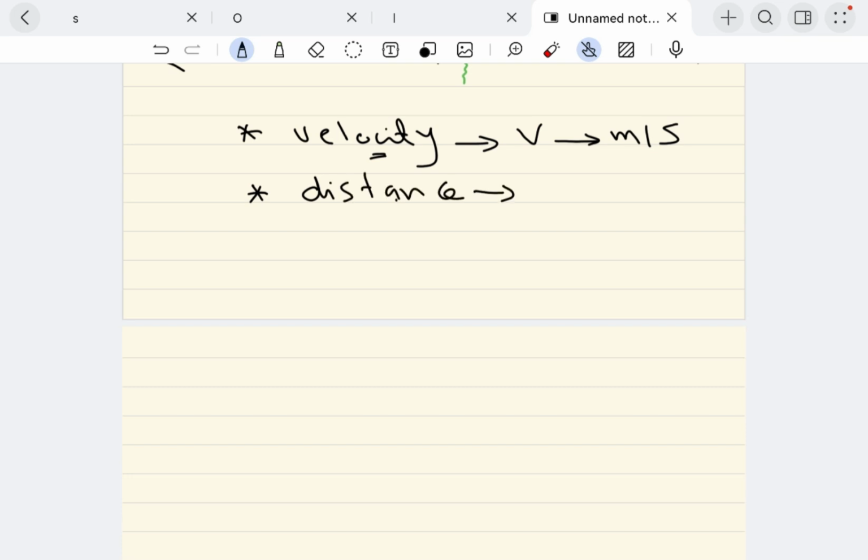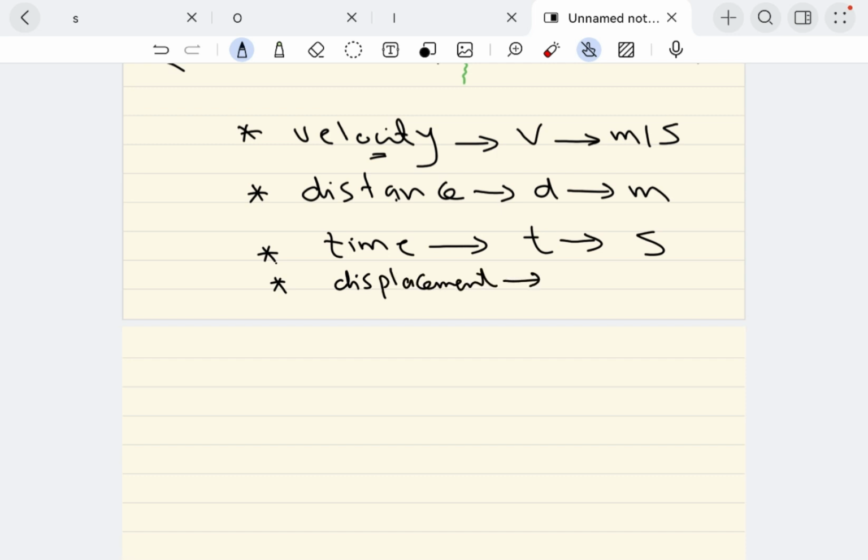We have distance. Distance has a symbol d, and its unit is meter. And also we have time, and time has a symbol t, and its unit is second. We have something also called displacement, and its symbol is d, and just like distance, its unit is meter. So generally in physics, every name has a symbol, and also it has a unit.